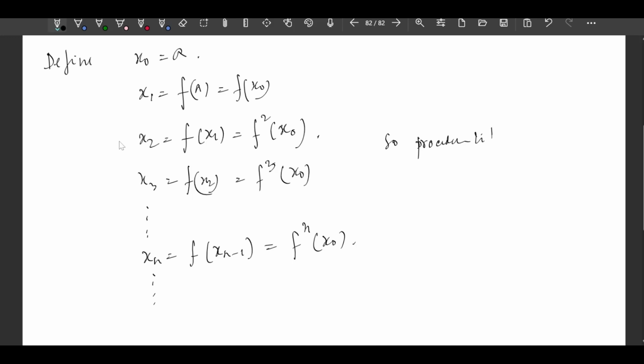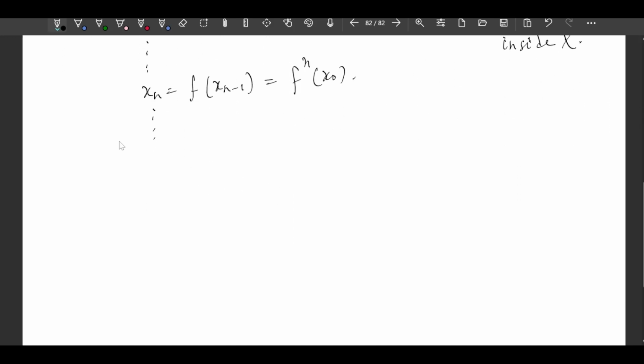Proceeding like this, we get a sequence xn inside X, right? Okay, inside X. Now we use the property of the metric space X, that is, given that X is a compact metric space.